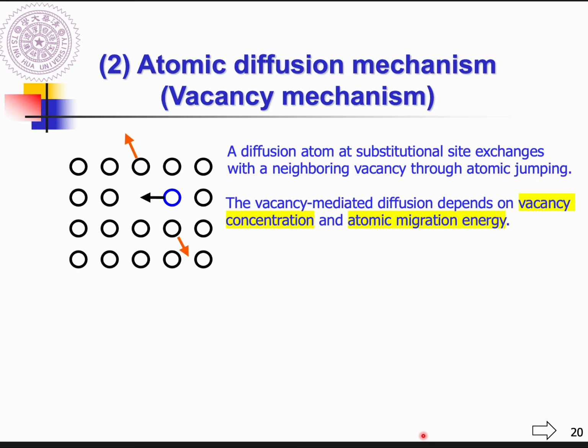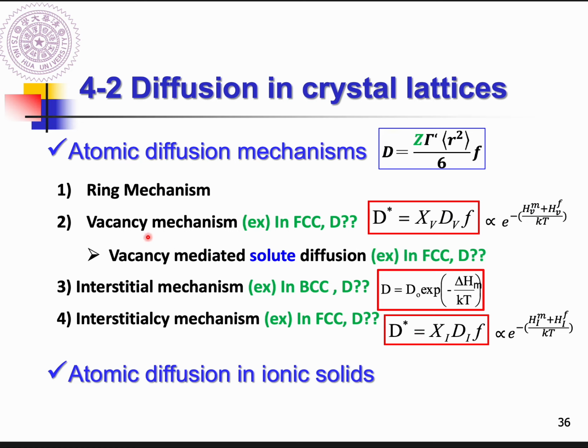What we are going to talk about in this part is the vacancy mechanism, but where we did dope some dopant at the substitutional site. The dopant is considered a solute. So can you formulate the diffusivity of a solute atom at the substitutional site, or you can call it at the lattice point? In this kind of situation, we call it vacancy mediated solute diffusion.